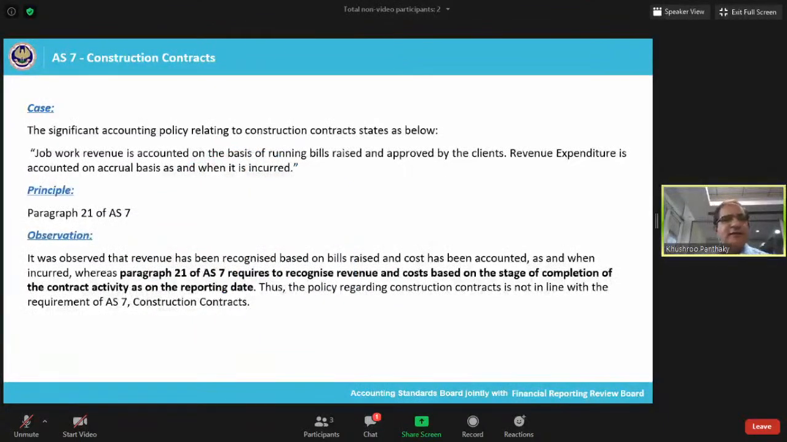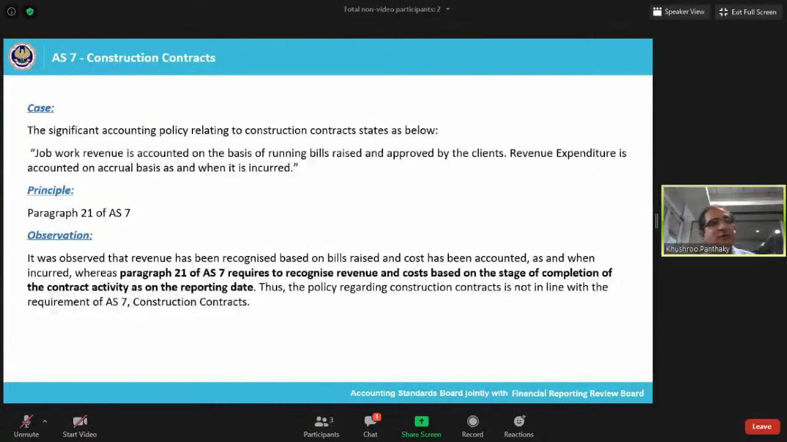One of these errors is basically in relation to construction contracts accounting policy, whereby the accounting policy is saying that the job work revenue, now this particular company is into job work, and therefore they are saying that job work revenue is accounted on the basis of running bills raised and approved by the clients. Revenue expenditure, which is against this particular job work contracts, is accounted on accrual basis as and when it is being incurred.